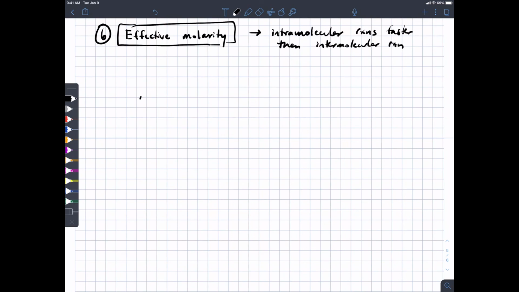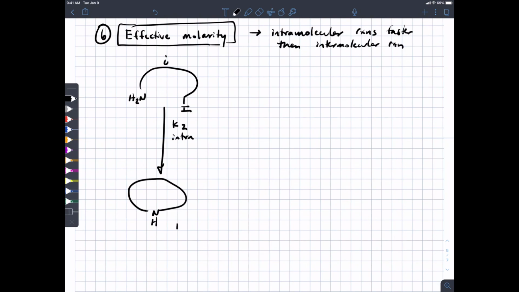Let's imagine we have molecule I. I don't know why we're calling it I, because maybe we like the imaginary unit. And you've got an amino group and an iodo group, and you can go through this intramolecular pathway, which we're going to call pathway 2. Why do we need to use Roman numerals? We don't. That's just confusing. This is the intramolecular pathway, and you end up with the cyclized compound and the iodo leaving group.